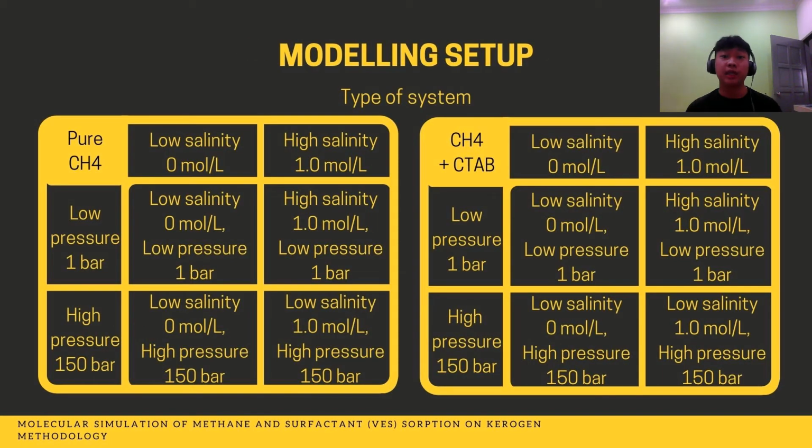In terms of modeling setup, I investigated two systems, which are pure methane and methane with CTAB, the viscoelastic surfactant. Both systems are simulated under 4 environments each, from the combination of low and high salinity with low and high pressure. In terms of salinity, 0 mole per liter is used for the pure water system, and 1.0 mole per liter, which is about 35,000 ppm, for high salinity, as in a reservoir system. As for pressure, 1 bar is used for the low pressure system, which is atmospheric pressure, and 150 bar for reservoir pressure of about 2000 plus psi.